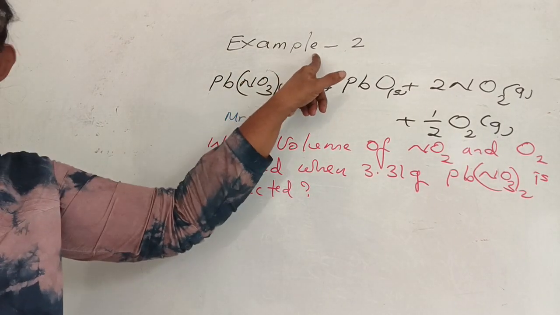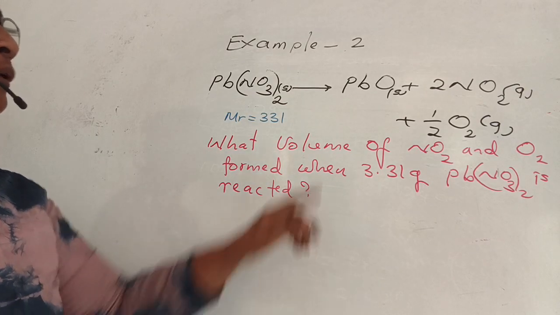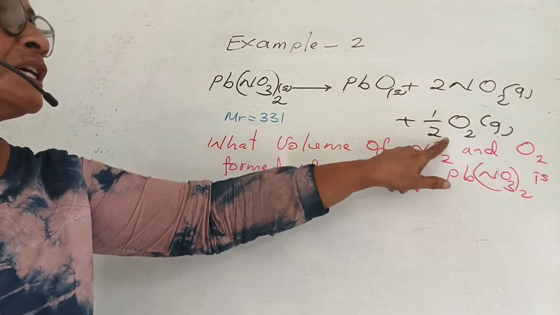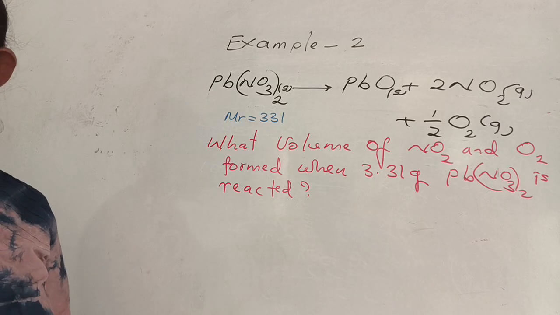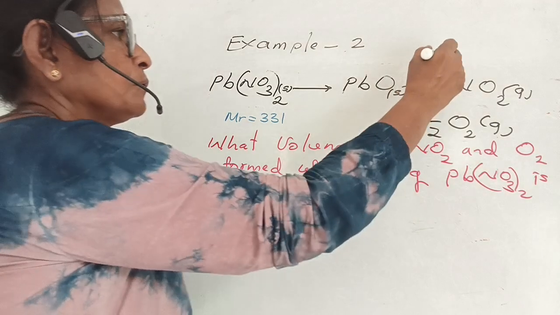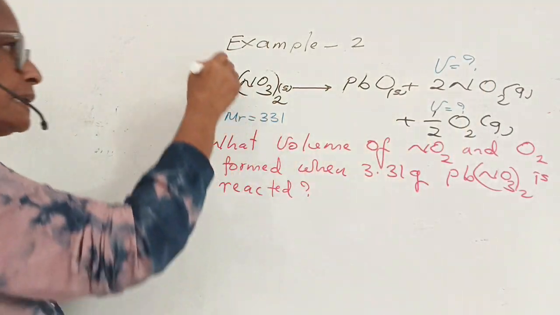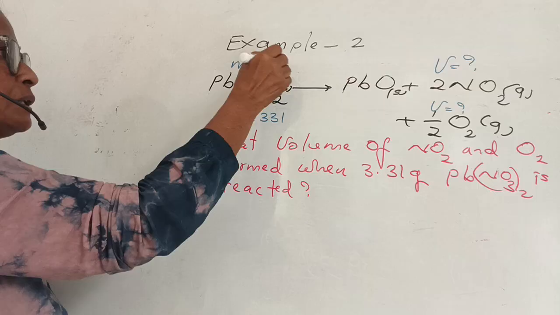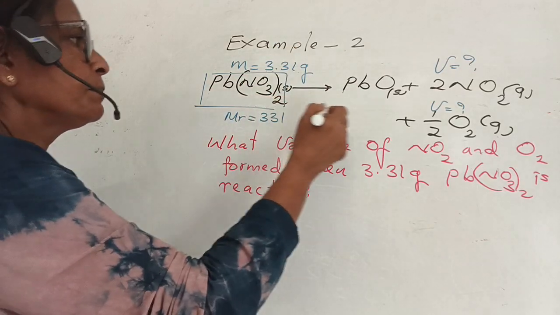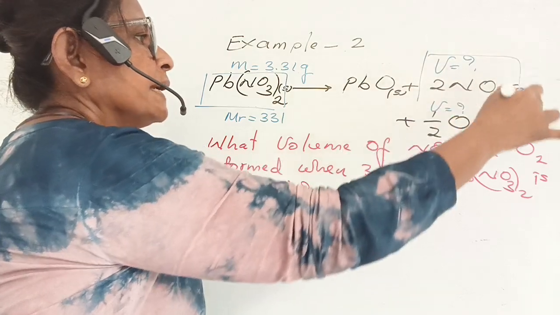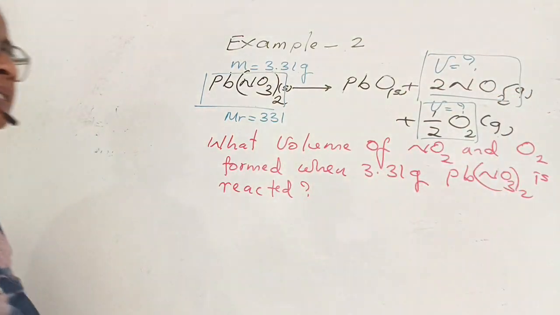This is our example number 2. Lead nitrate on heating decomposes to form lead oxide, nitrogen dioxide and oxygen. The question asks what volume of nitrogen dioxide forms, and at the same time the volume of oxygen formed. It gives the mass as 3.31 grams of lead nitrate. So the relationship of lead nitrate with NO2 should be taken first, and then with the oxygen.